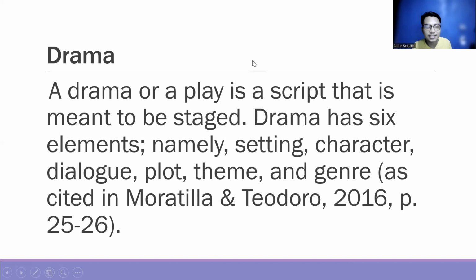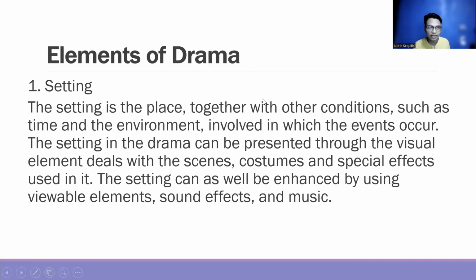So let's start the discussion of these elements with the setting. We all know that when we speak of setting, we are talking about the place and the time when and where the story happened. The setting is the place together with other conditions, even weather conditions, such as time and the environment in which the events occur.